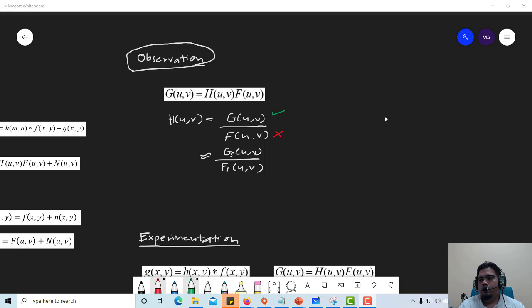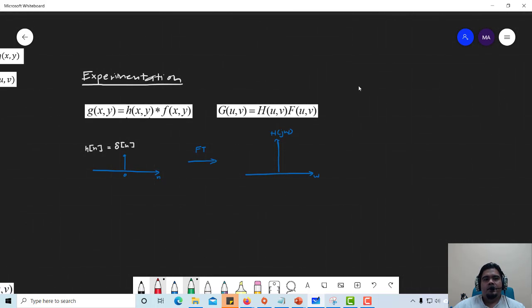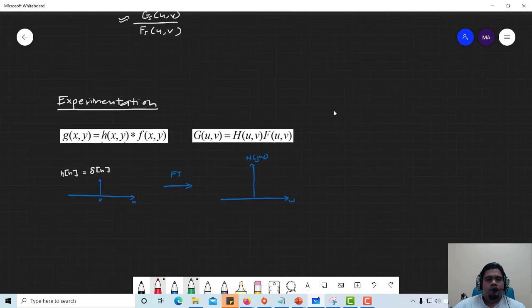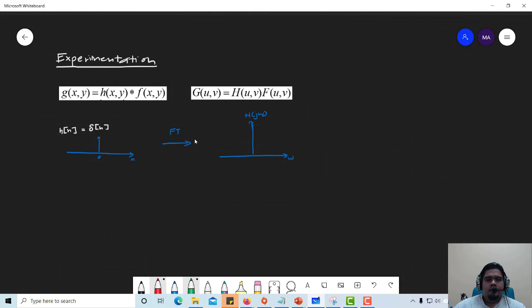Okay, that's how we estimate our blurring function h through observation. Now we continue with the second approach, which is called experimentation. Before we discuss the slide, let's discuss this equation, because it's related to what we will discuss later in the slide.